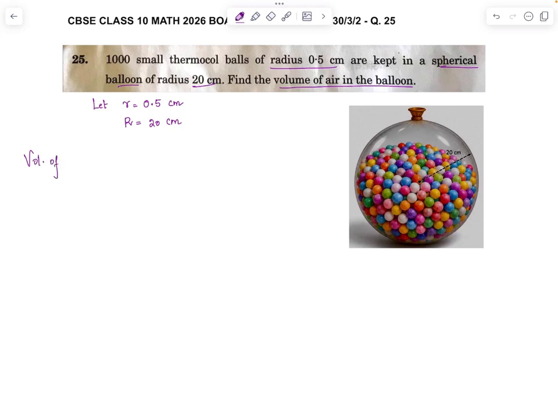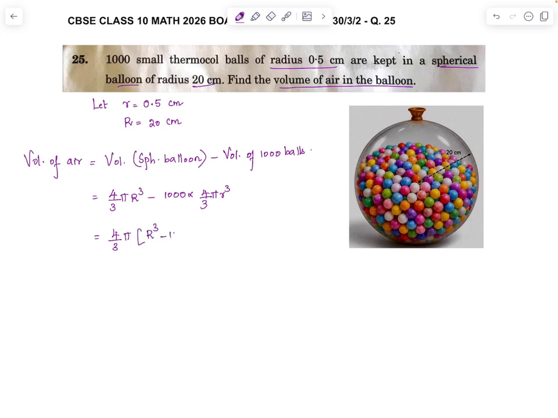Volume of air is equal to volume of the spherical balloon minus volume of 1000 balls, which is equal to 4 by 3 pi capital R cube minus 1000 times 4 by 3 pi small r cube. 4 by 3 pi is common in both the terms, leaving behind R cube minus 1000 times small r cube.